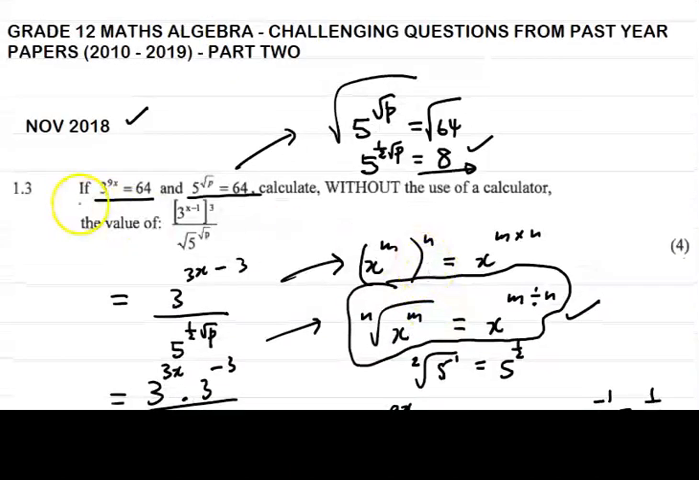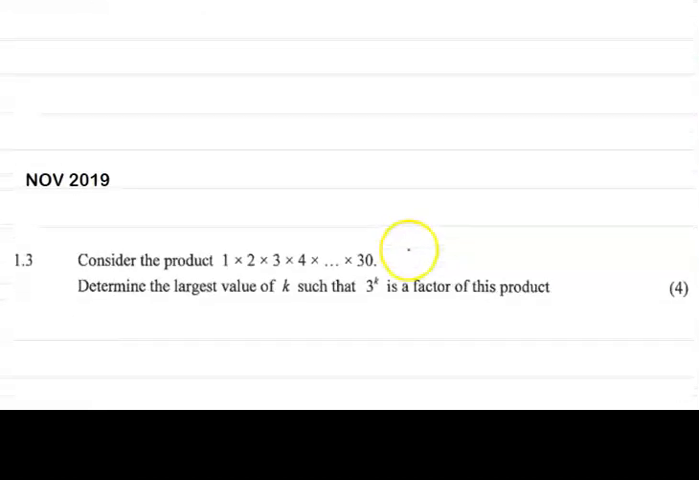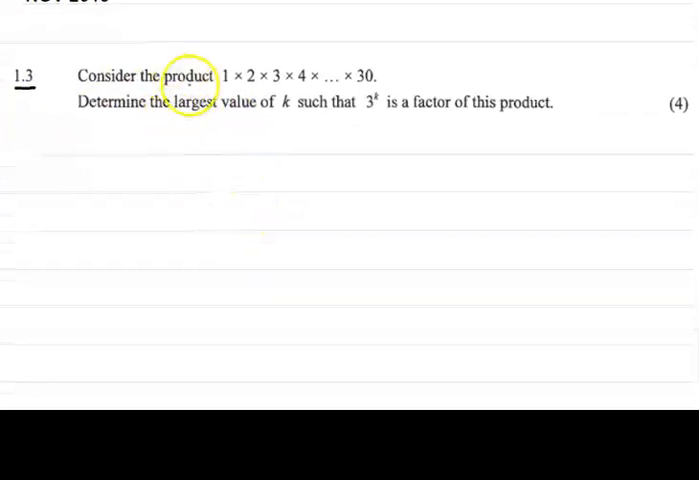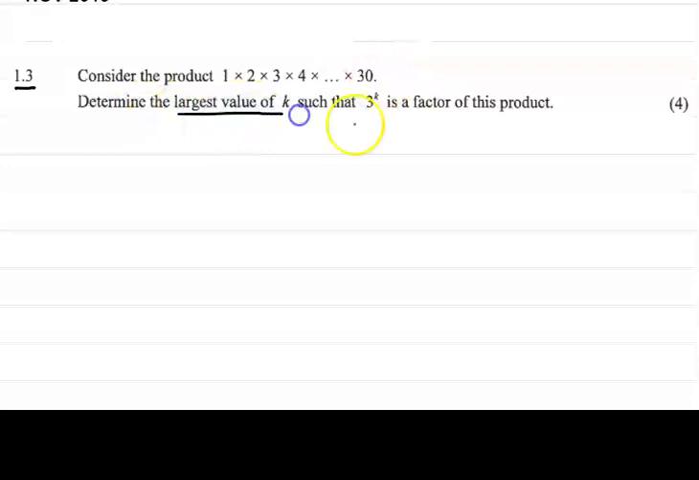This question appeared in the November 2018 paper 1. Let's look at the next one. The next question that I want to look at is from the November 2019 paper 1. Question 1.3 reads as follows. It says, consider the product 1 times 2 times 3 times 4 times up to 30. So it's all the natural numbers from 1 to 30 that are multiplied by each other. It says determine the largest value of k such that 3 to the k is a factor of this product.